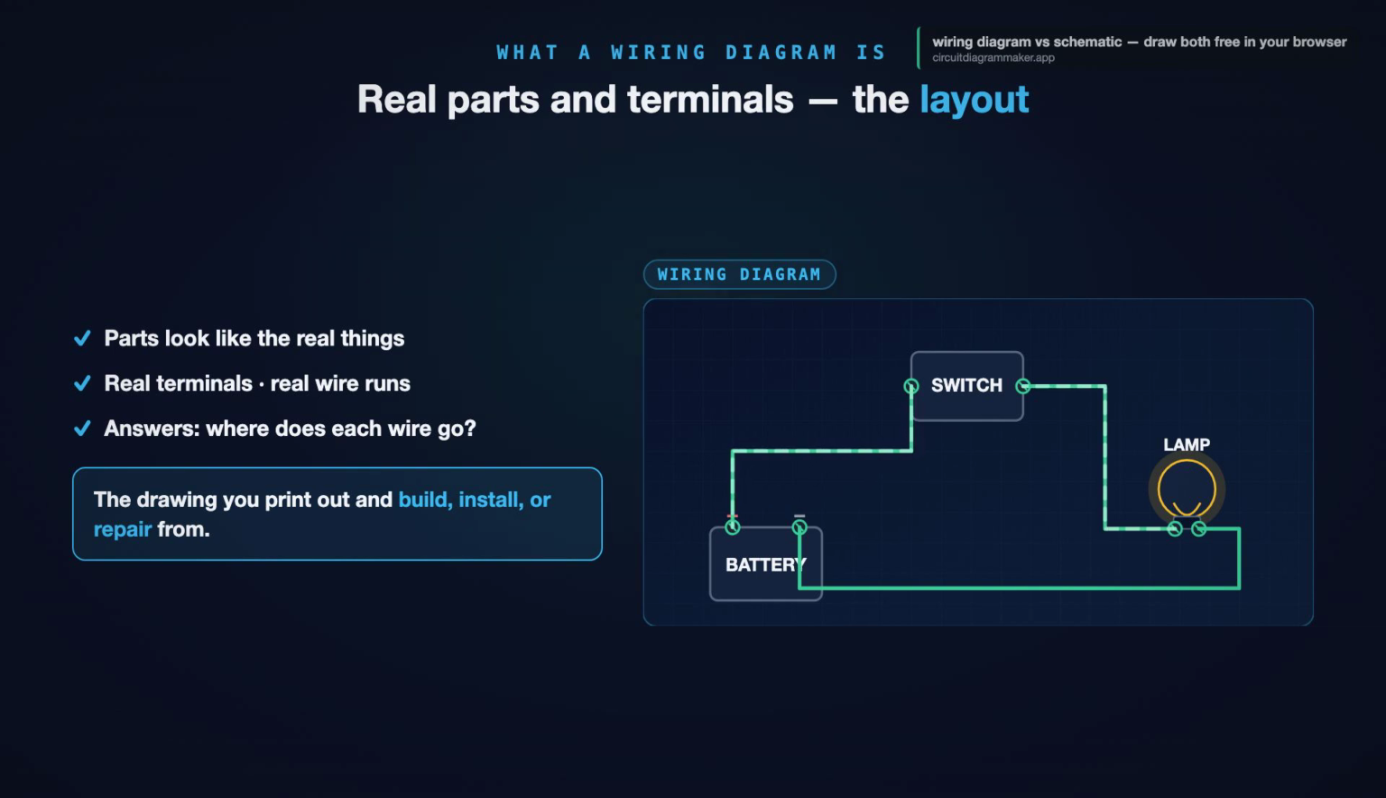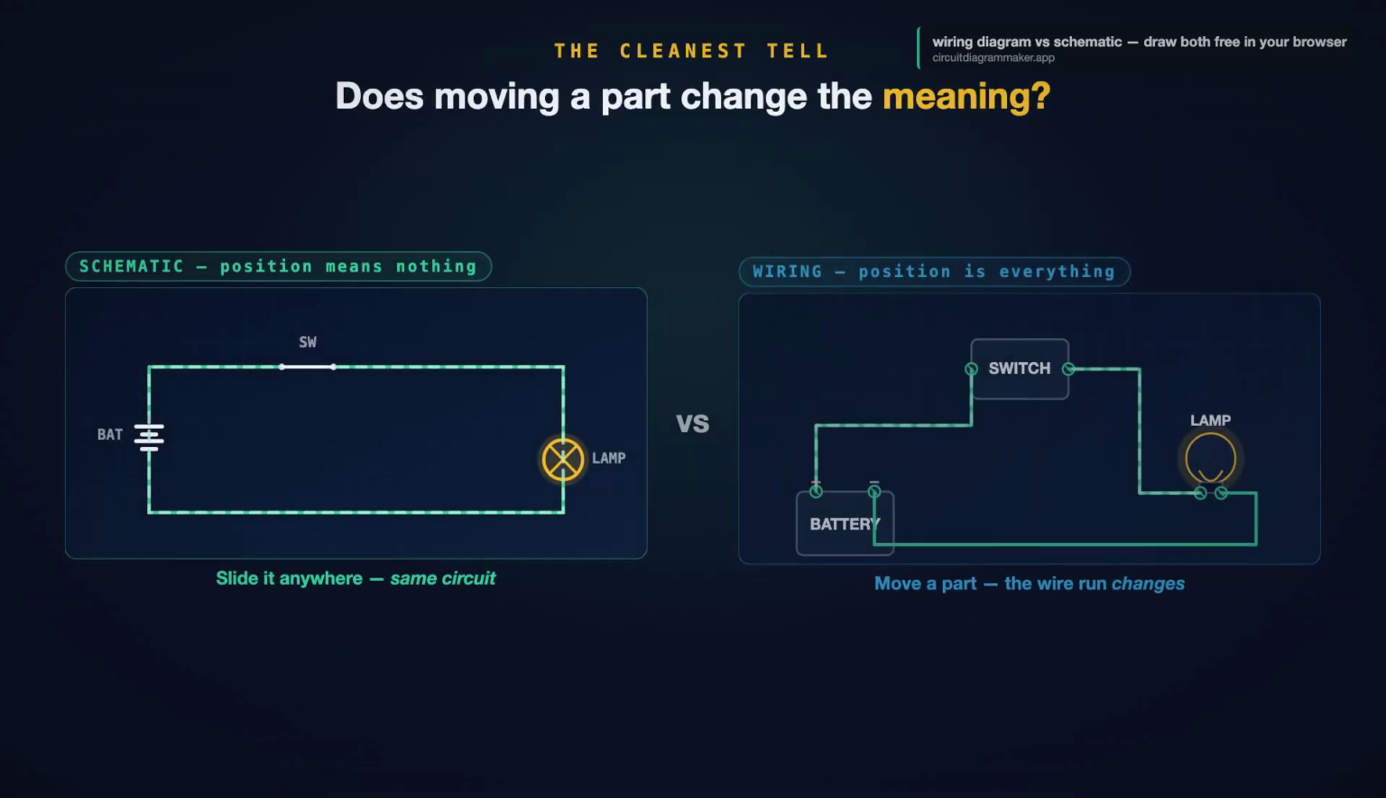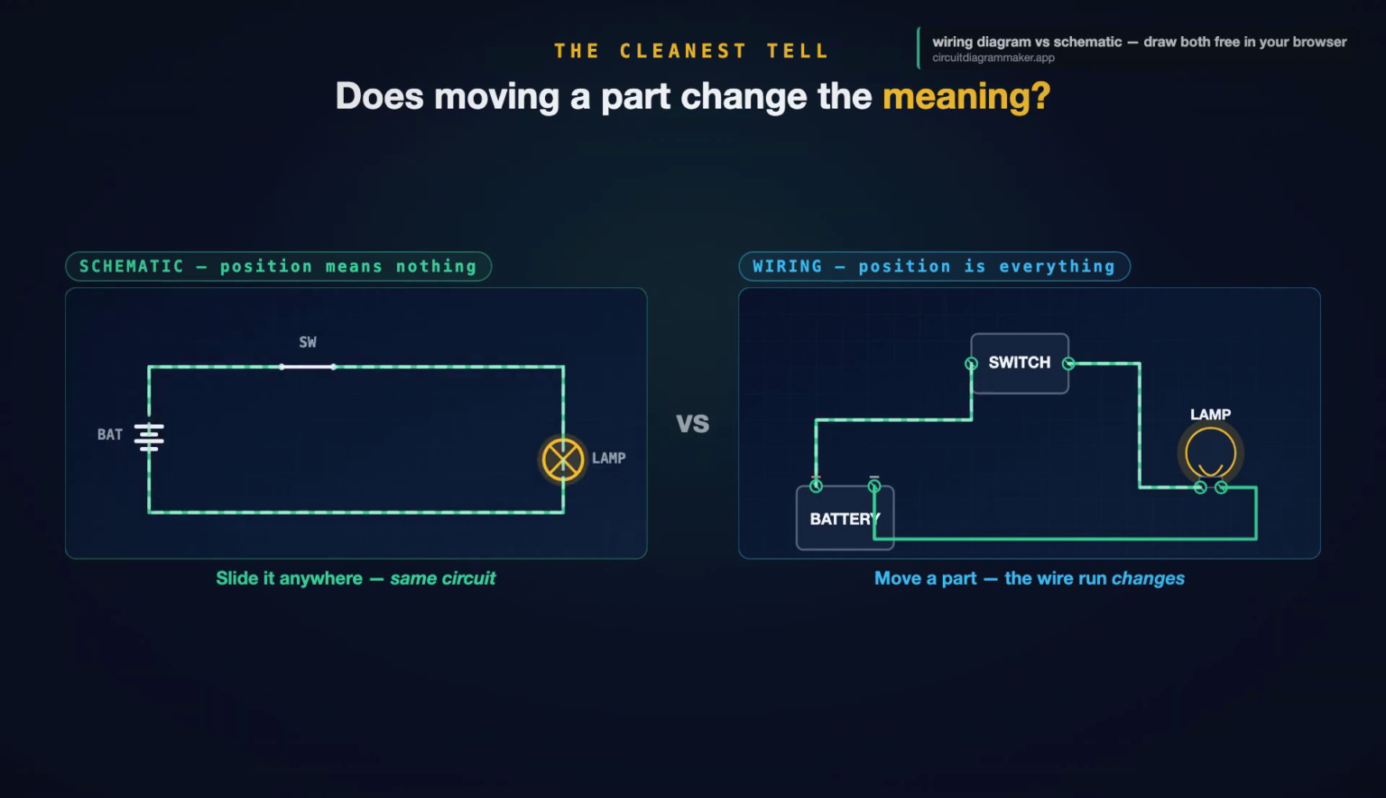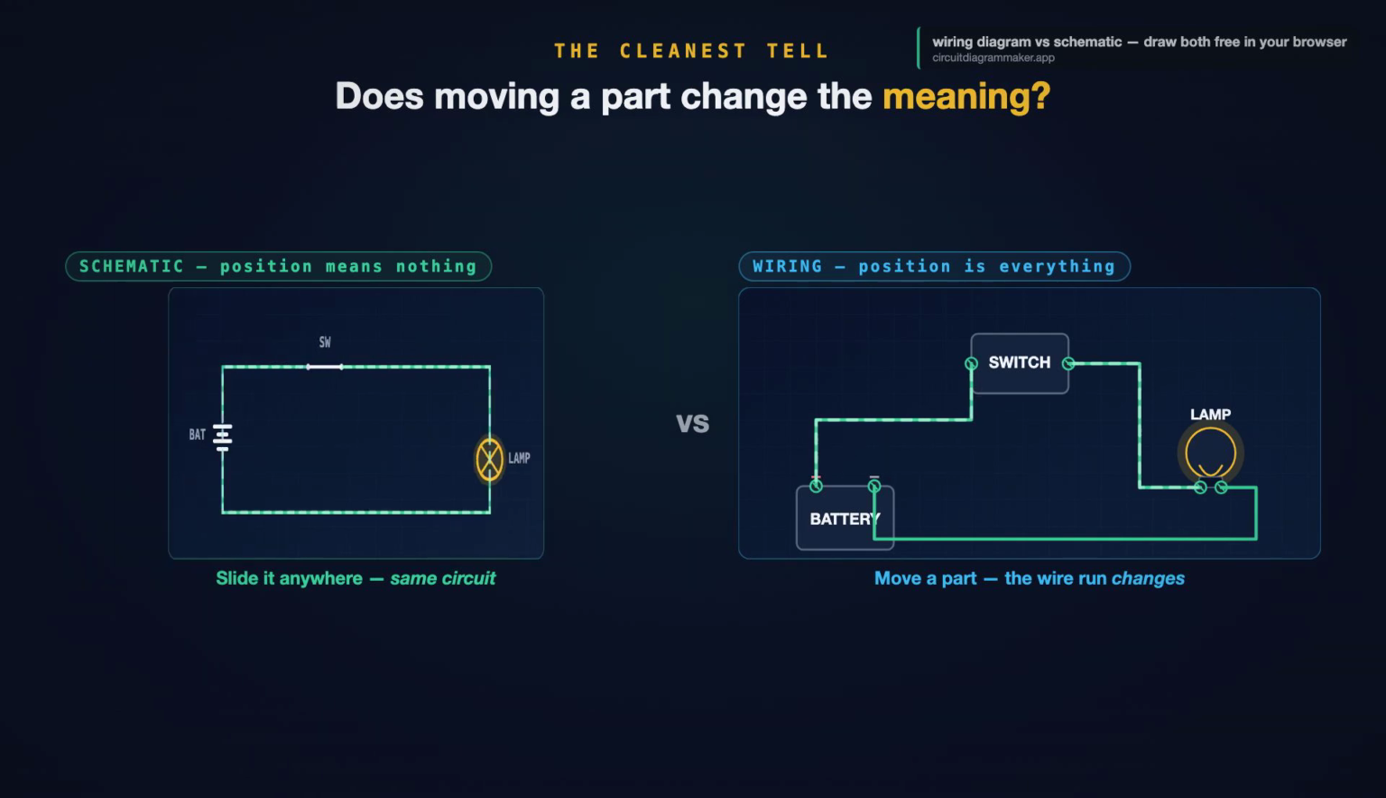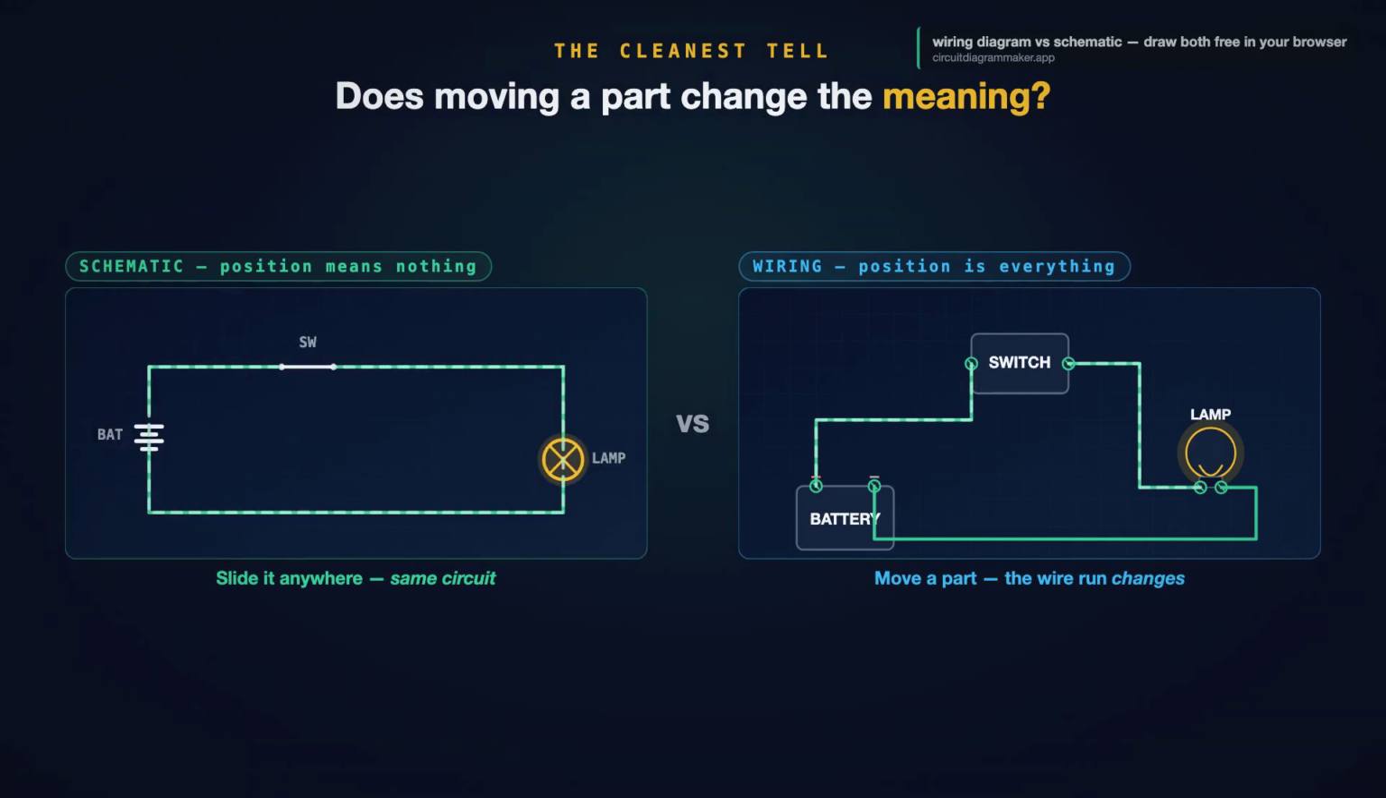Here is the single cleanest way to tell them apart, a test you can use forever. On a schematic, the position of a part means nothing. Slide the switch to the other side of the page, flip the lamp upside down. As long as the connections are the same, it is the exact same circuit. Only what connects to what carries meaning. Layout is just for readability.